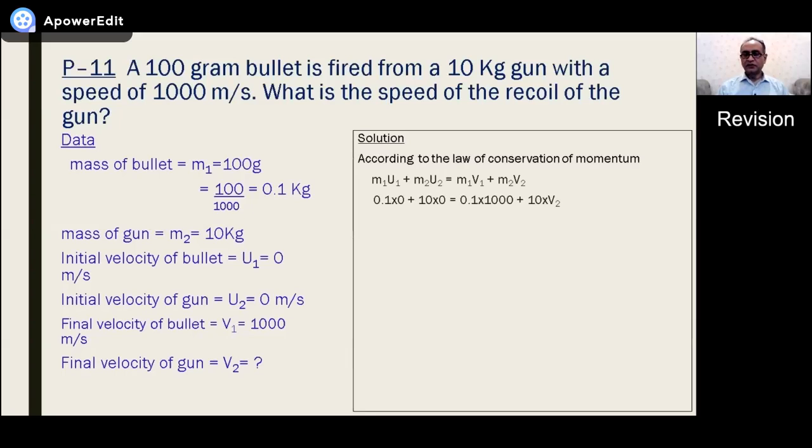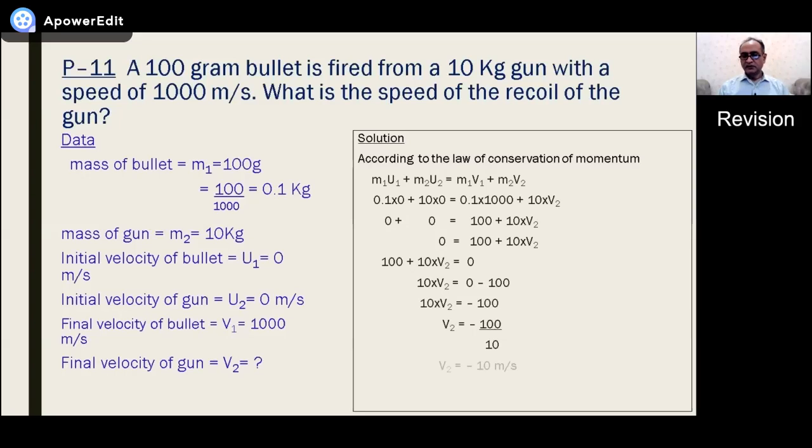0.1 multiplied by 0 will become 0. 10 multiplied by 0 will become 0. Adding the zeros will give you this simplified form. Change their sides. 100 would be transferred to the right side. Then the multiplication by 10 would be transferred to the right side as division. So we got the answer, minus 10. The negative sign shows the gun is going in the backward direction, right?